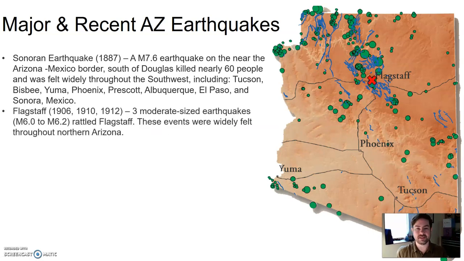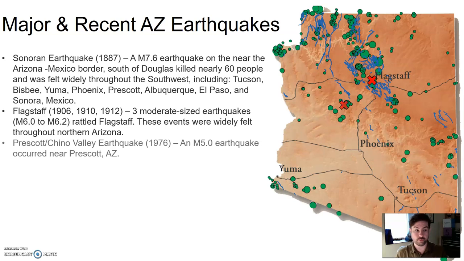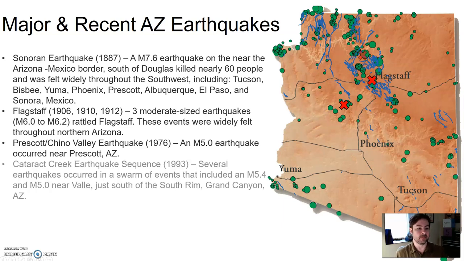In Flagstaff, 1906, 1910, 1912, kind of a series of 3 moderate earthquakes rattled Arizona, felt throughout northern Arizona. 1976, we have in Prescott, a 5.0 earthquake. 1993, several earthquakes in the kind of the south rim of the Grand Canyon area. Imagine kind of being at the Grand Canyon or hiking down in it and feeling the ground tremble. That'd be kind of scary.